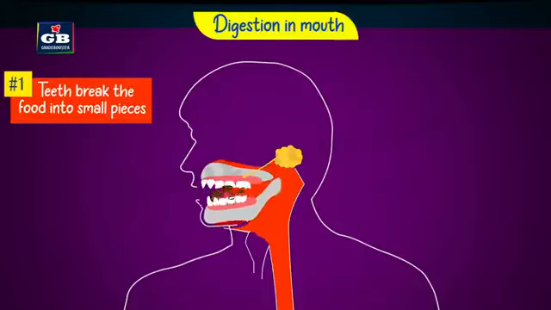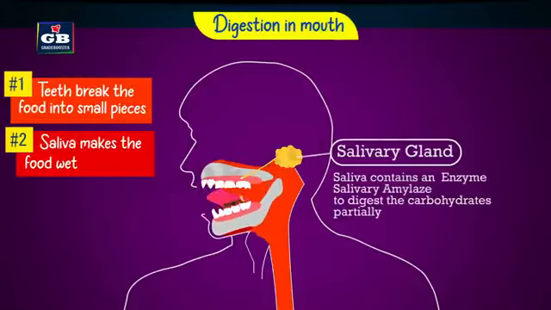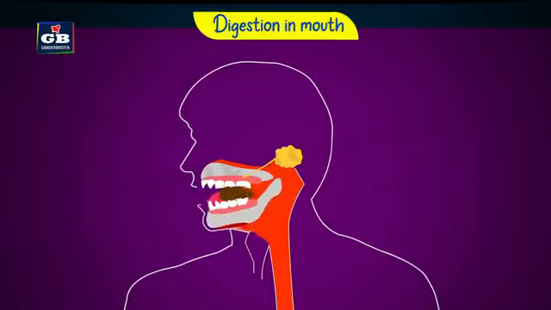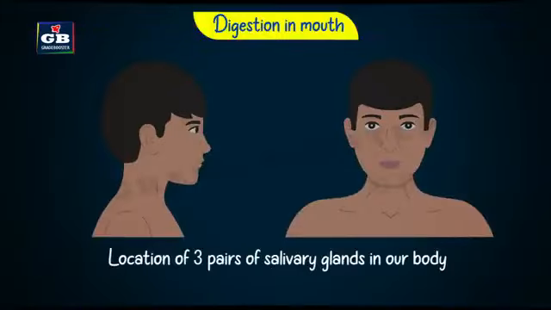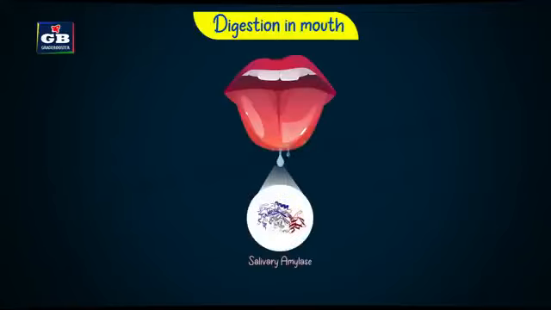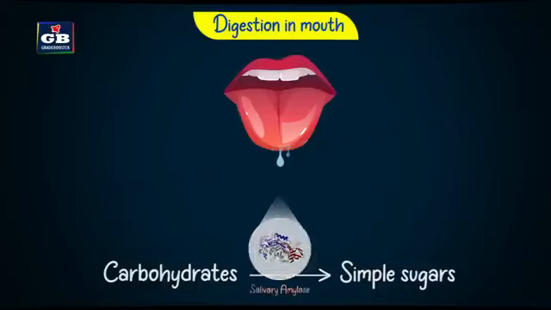Teeth break the food into smaller pieces. Saliva makes the food wet. The tongue helps in mixing the food well with saliva and makes it a bolus. Saliva is a liquid secreted by 3 pairs of salivary glands present in our mouth. Saliva has an enzyme called salivary amylase or ptyalin. It digests carbohydrates like starch into sugars.